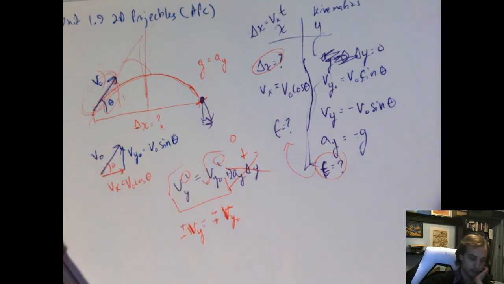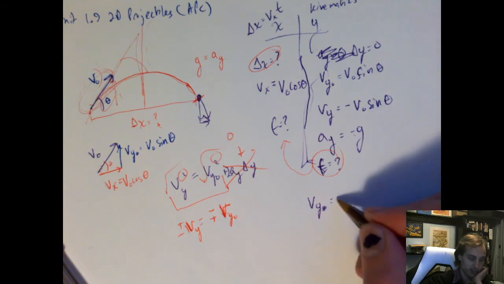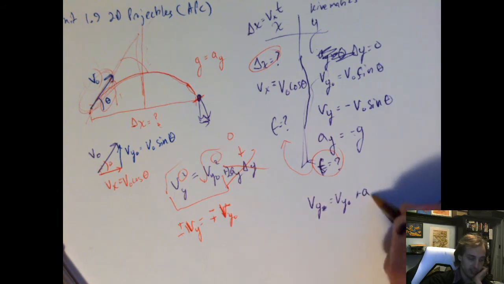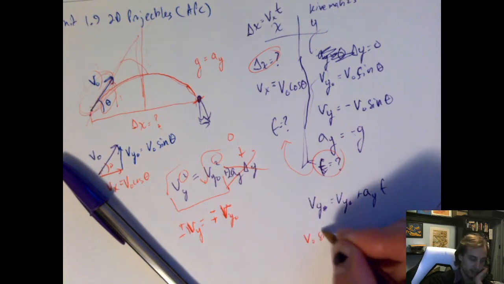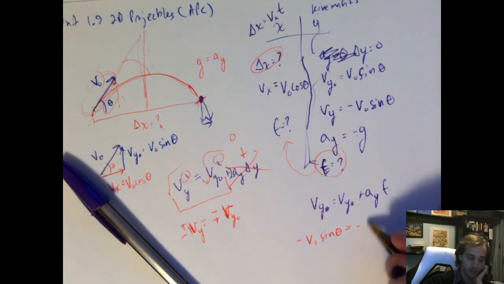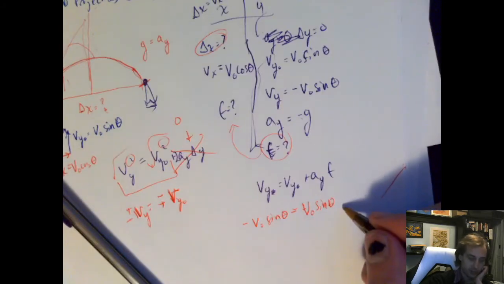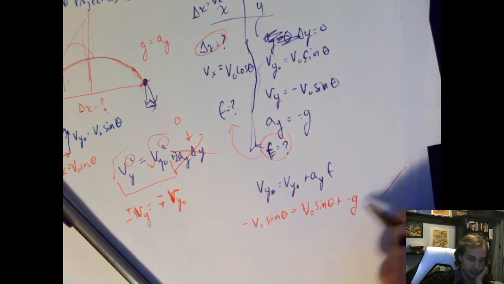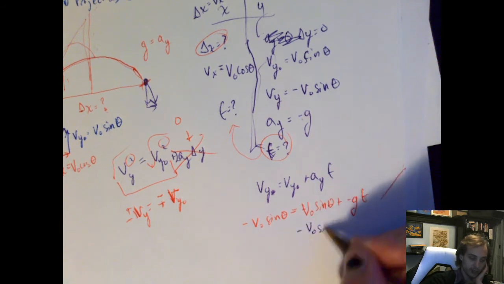So doing that out, we've got Vy is equal to Vy naught plus ay times t. Plugging in our givens, we've got negative v naught sine theta is equal to positive Vy naught, which is v naught sine theta, plus negative g times t. We're solving for t, so we need to get rid of v naught sine theta.